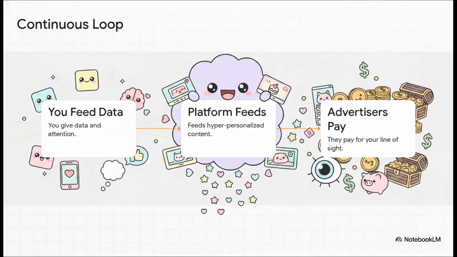So, what we get is this continuous loop. Step 1, you feed the platform your data and your attention. Step 2, in return, the platform feeds you hyper-personalized content right back to keep you completely hooked. And Step 3, advertisers pay the platform handsomely to place their products directly in your line of sight. It is a perfect continuous feedback loop where your attention is the ultimate prize, keeping the whole system running.